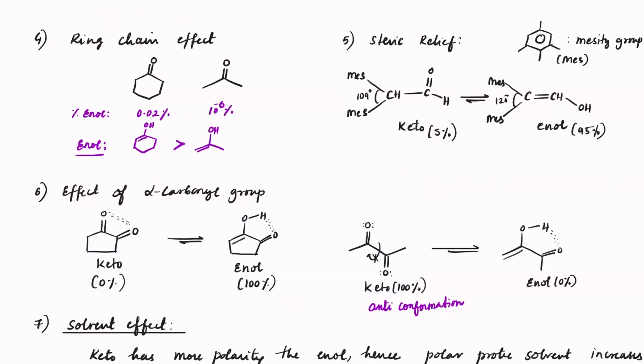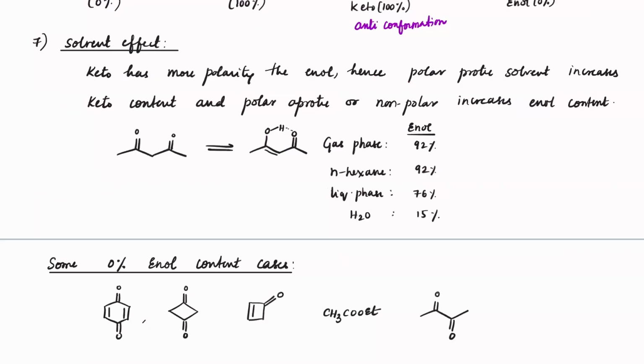Okay. Next, what about solvent effect? Ketone has more polarity than enol. Generally, C double bond O has more polarity than C double bond C and OH. Hence, polar protic solvents will always increase the keto content, and polar aprotic, non-polar or gaseous medium will all increase the enol content.